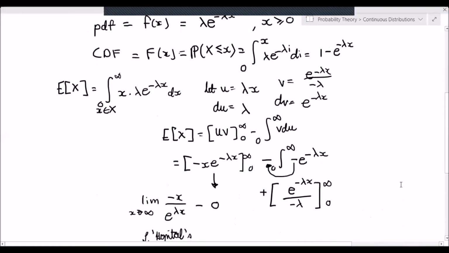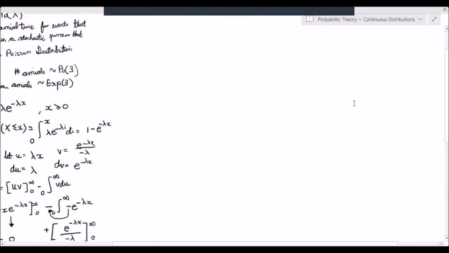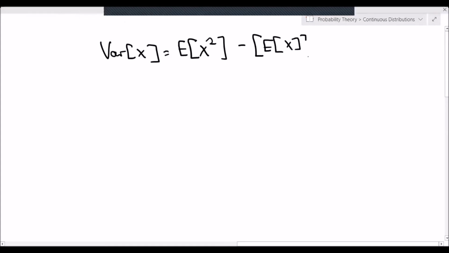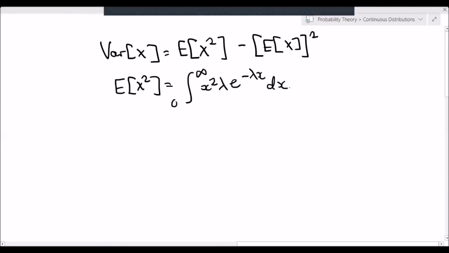Now it remains to derive the variance. And we're going to again make use of the fact that the variance of x is equal to the expected value of x squared minus the square of the expected value of x. Now we have derived the expected value of x. Let's get the expected value of x squared. And this is simply going to be the integral from 0 to infinity of x squared lambda e to the negative lambda x dx.